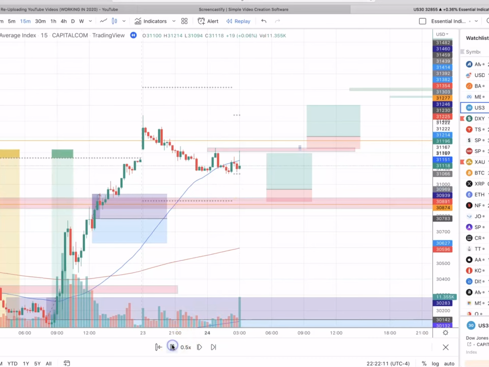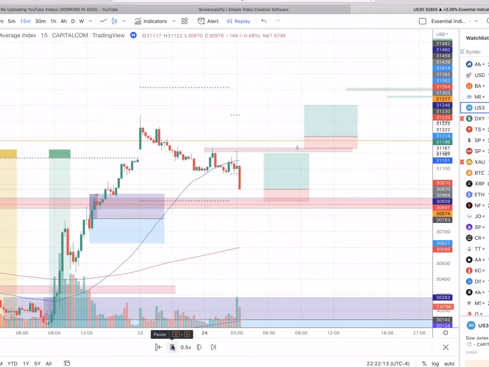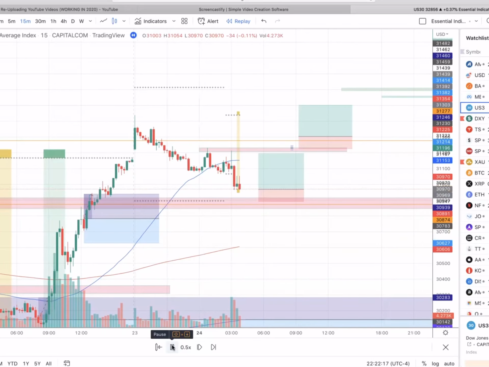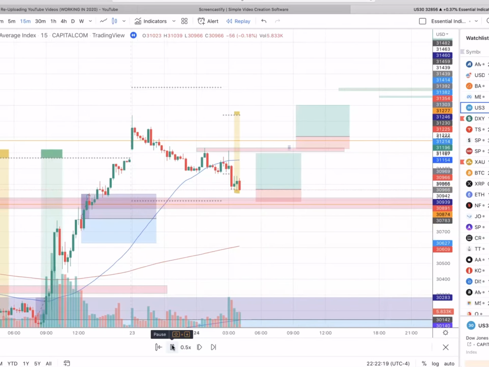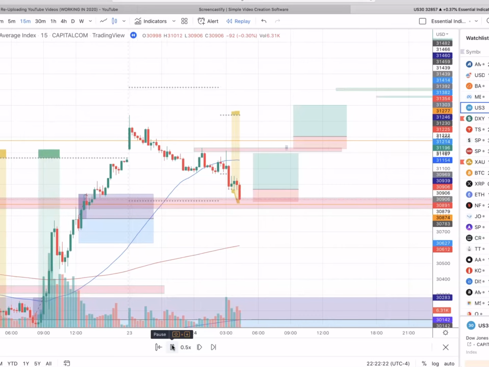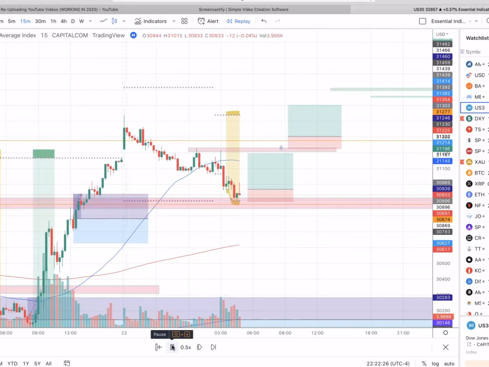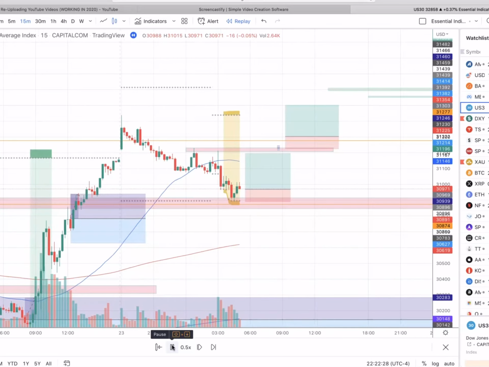All right, so let's go. Right now, we're looking for a high of the day or a low of the day to be formed. You see it going down, and those structures were already drawn. So you see it hitting the low of the day. See how it reacts. It goes up.